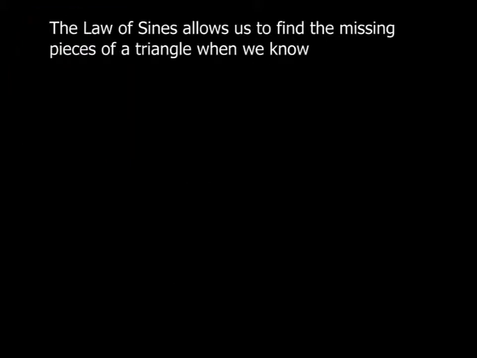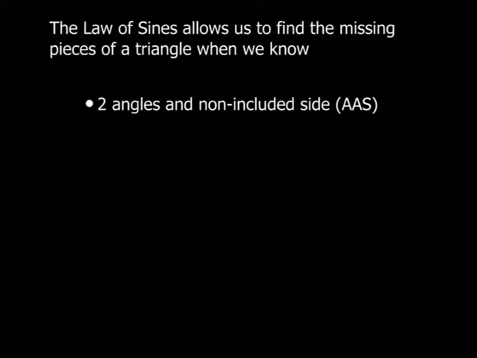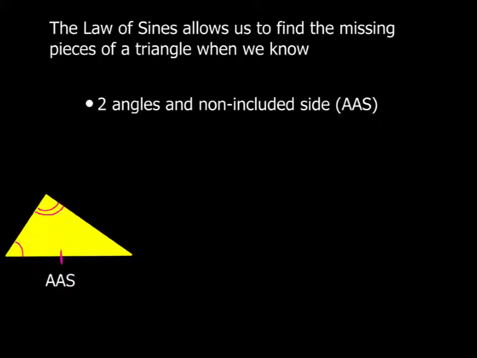So the law of sines allows us to find the missing pieces of a triangle when we know certain information. What information do we know? Now again, it's going to be a little geometry flashback here. We might know two angles and a non-included side. A picture of that would look like this.